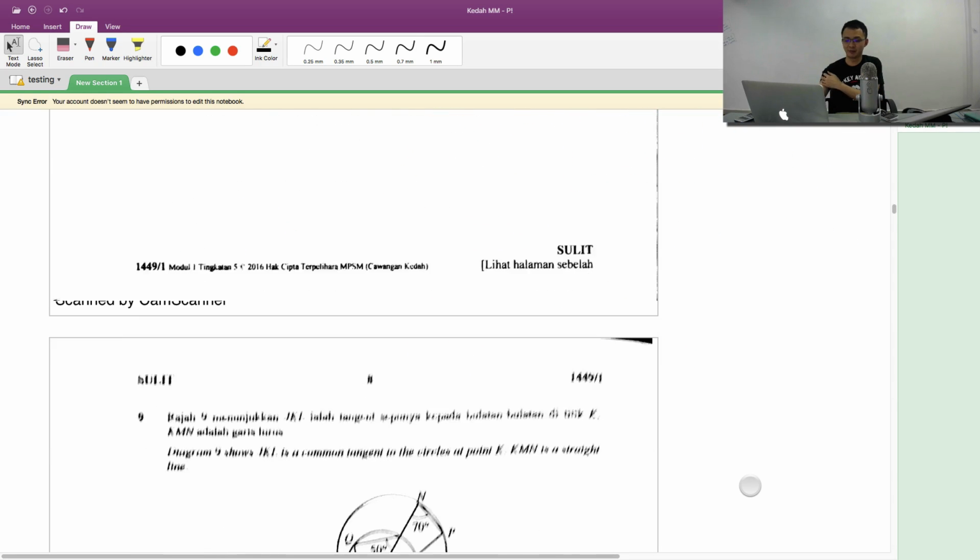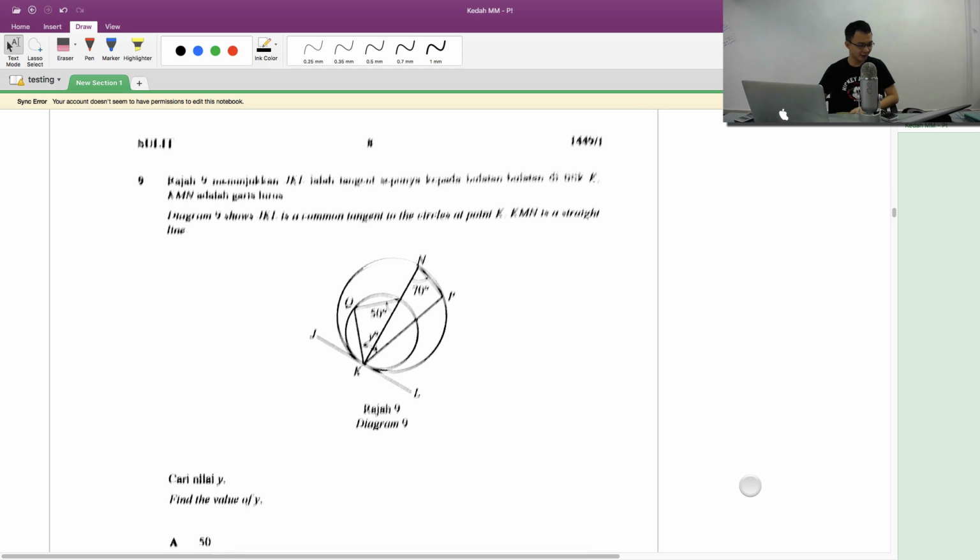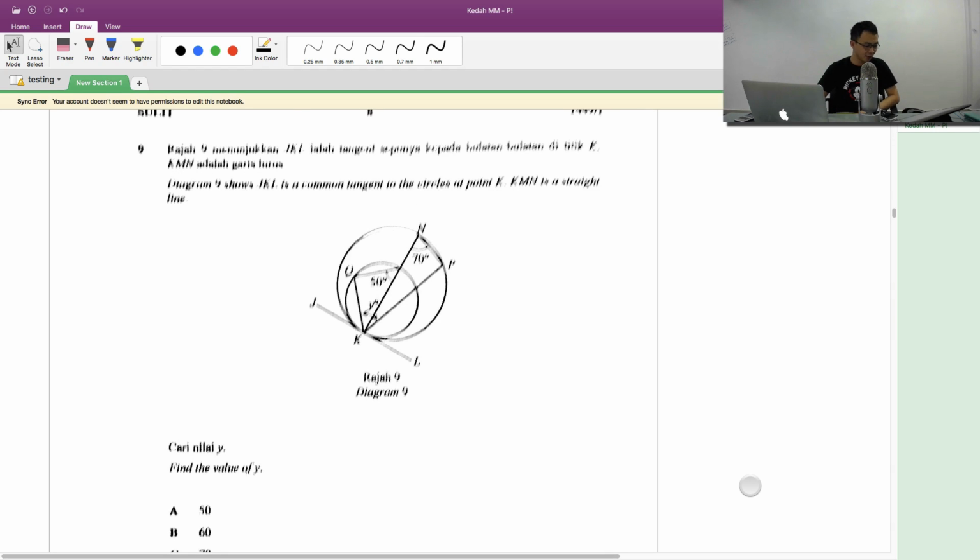Okay, good. Then I move on to question number 9. This diagram 9 is actually very blur. I guess the people who scanned this made it so blur, but I can actually see that y is the total angle here. The angle here is 50 degrees, the angle here is 70 degrees. It asks you to find y.